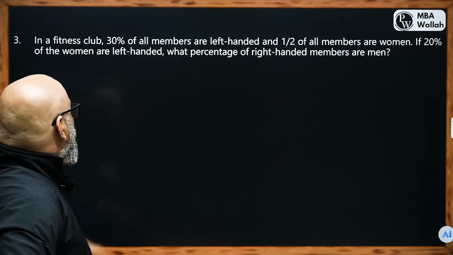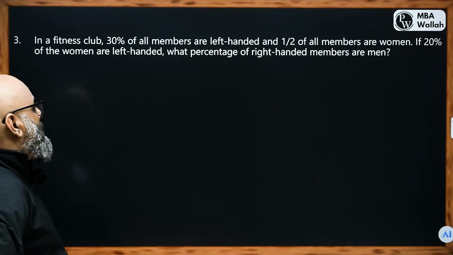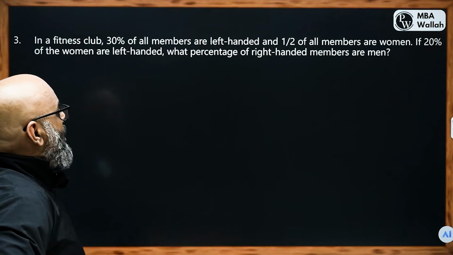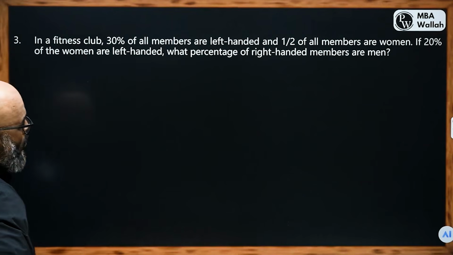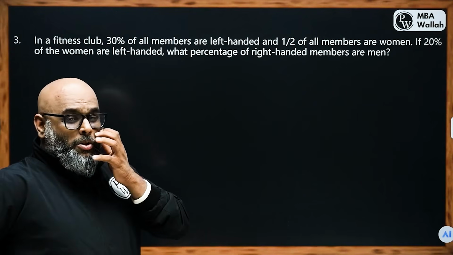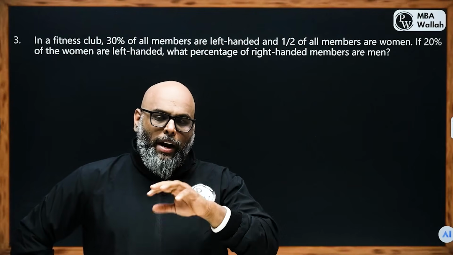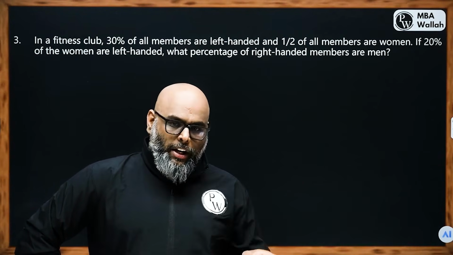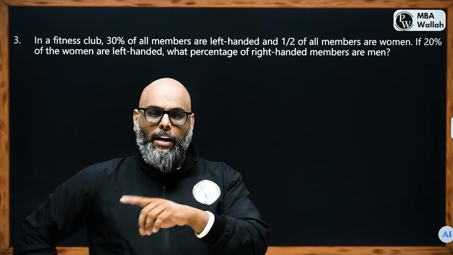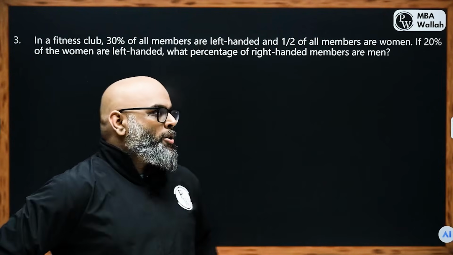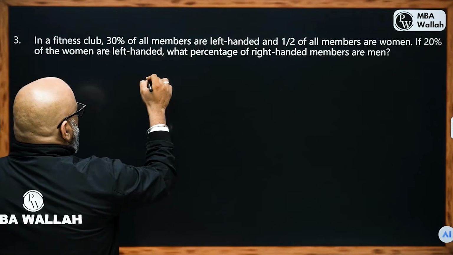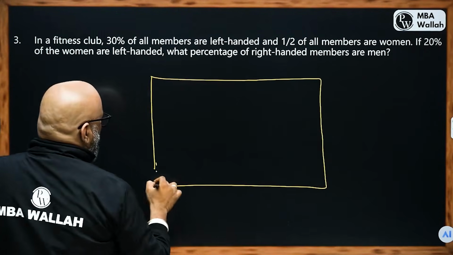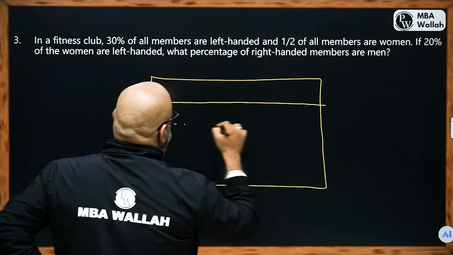The third one says, in a fitness club, 30% of all members are left-handed. Half of all members are women. If 20% of the women are left-handed, what percentage of right-handed are men? So we are dividing an entire group. We are distinguishing a group based on their dexterity and the gender. So left-handed, right-handed, men and women. So we're looking at two cases here. I want to probably look into this in a table, plug everything in a table, and from there we'll probably be able to do it much better.